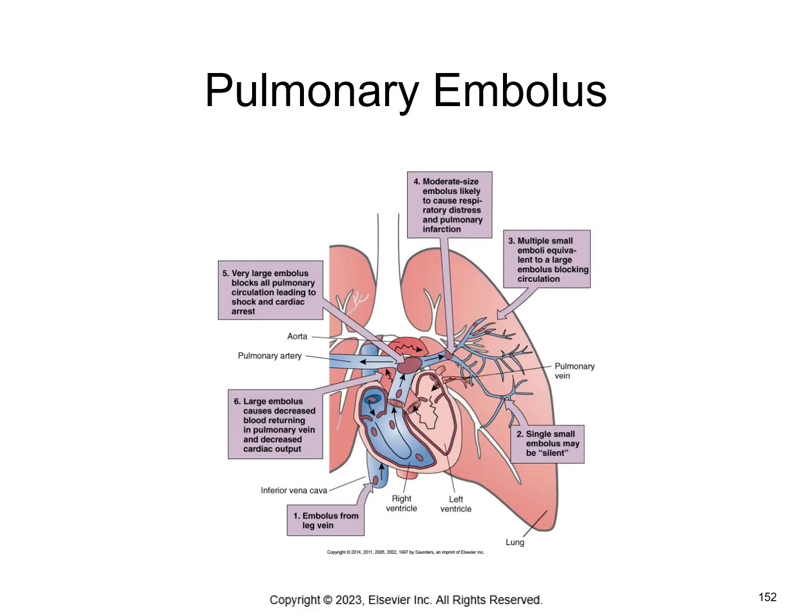All right, so the embolus forms from the leg vein. A single small embolus can be silent. Multiple small emboli are equivalent to a large one. The moderate-sized embolus is likely to cause respiratory distress and pulmonary infarction. A very large embolus will block all pulmonary circulation, leading to shock and cardiac arrest. The large emboli also cause a decrease in the blood returning in the pulmonary vein and a decrease in cardiac output.